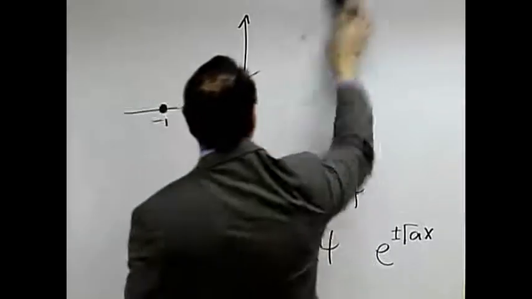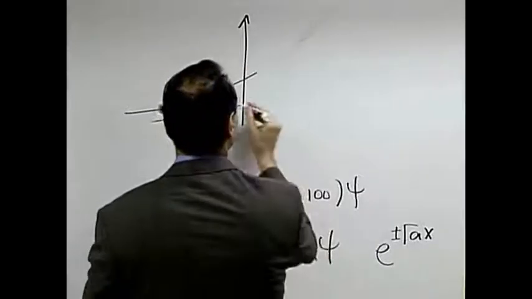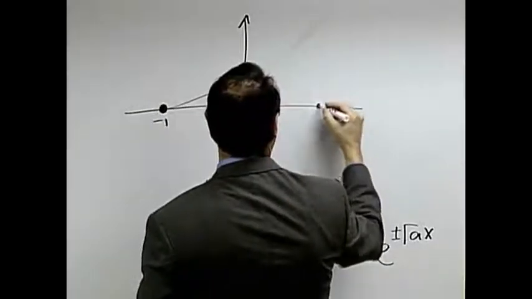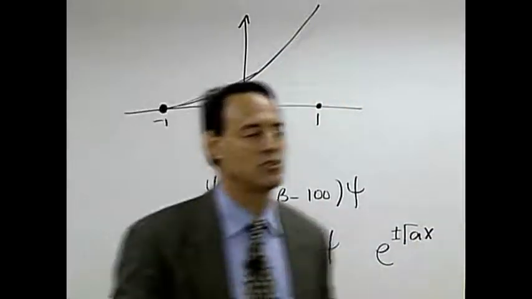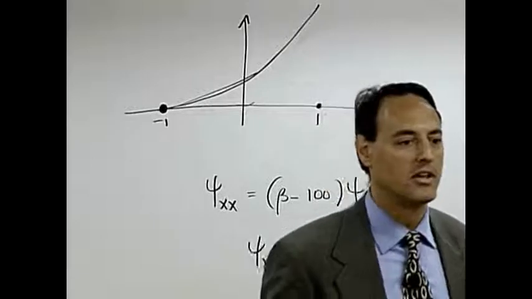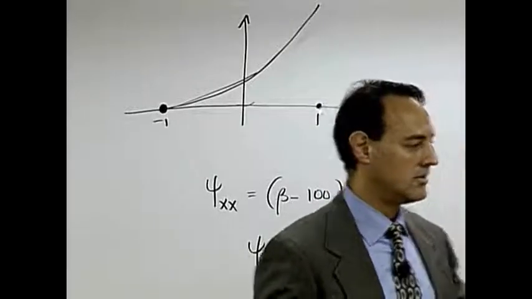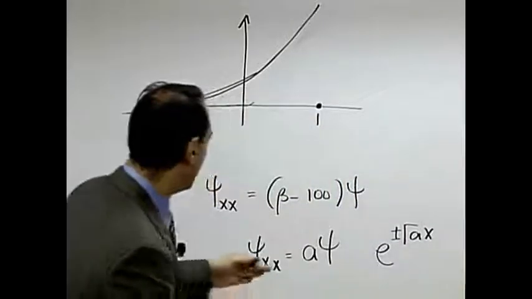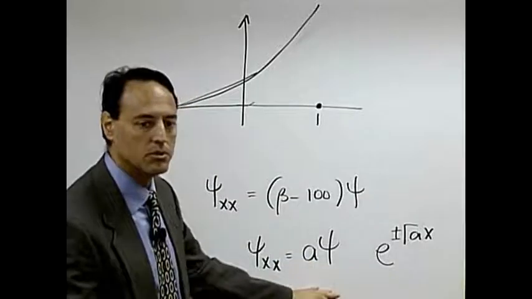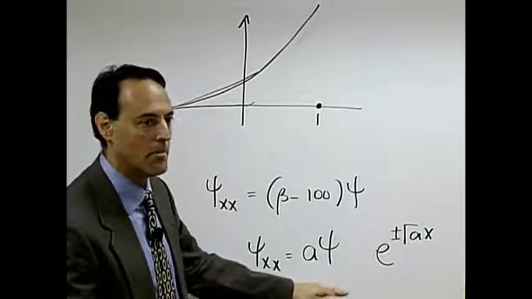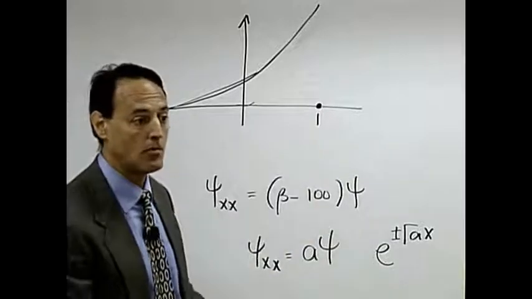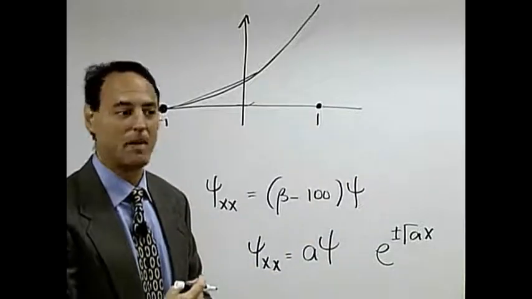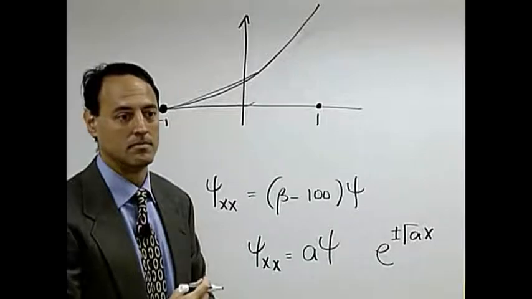But if you actually try to be reasonable at drawing and mathematically correct, there's no way an exponential takes turns. Exponentials don't take turns. They just go to infinity, or they go to 0. Okay? There's no way these solutions could ever meet our boundary conditions. So what does that tell us? It tells us that beta better not be bigger than 100. Right?